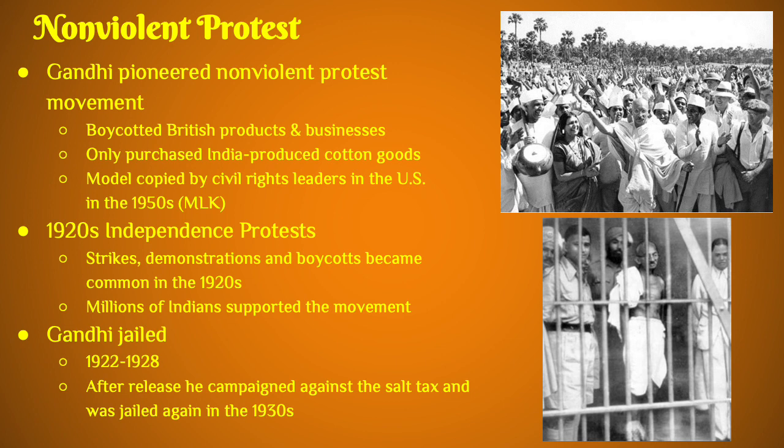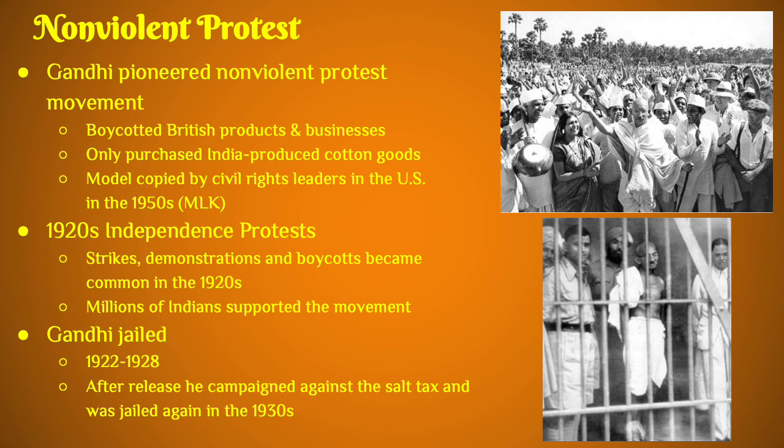Gandhi pioneered the whole concept of nonviolent protest. That is a model that gets duplicated in a lot of other independence and civil rights movements, including that of the United States. Martin Luther King adopted many of Gandhi's strategies, which would include things like boycotts. The Indians boycotted British products and British businesses, and they refused to purchase cotton goods from Britain. They would only purchase Indian-produced cotton products, textiles, clothing, that sort of thing.